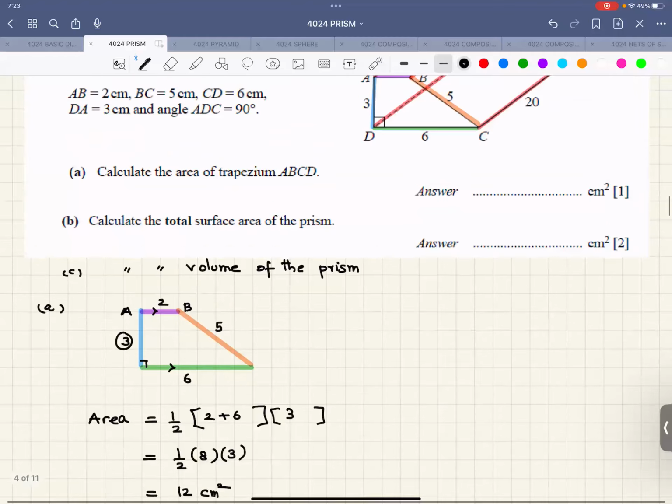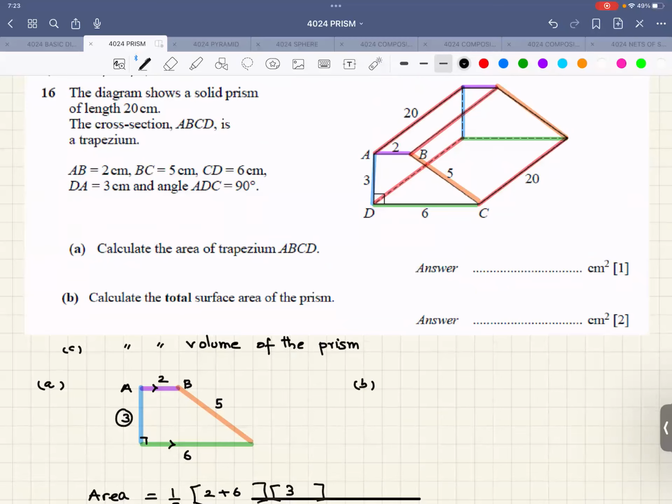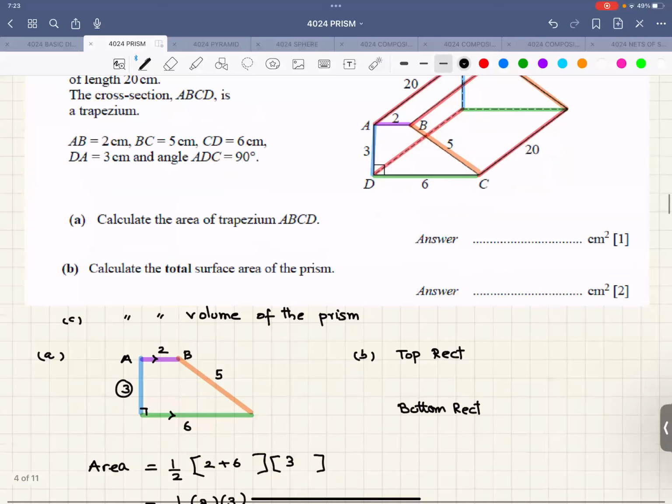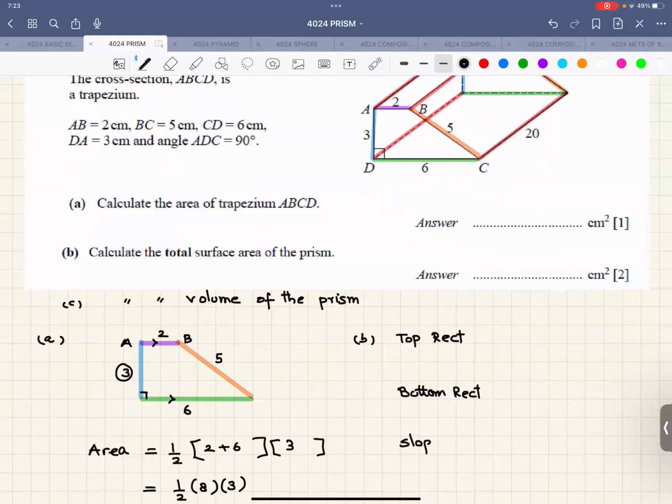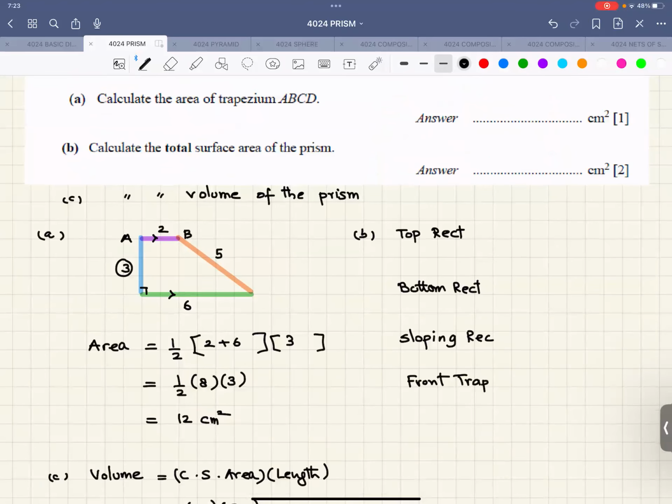Calculate the total area of the prism. So now, first of all, part B. Let me calculate the top rectangle. Let me calculate the bottom rectangle. Let me calculate the sloping wall, the sloping rectangle. Let me calculate the front trapezium, which we have already calculated. And let me calculate the end trapezium. Let me create some more space over here. The front trapezium and then the back trapezium.